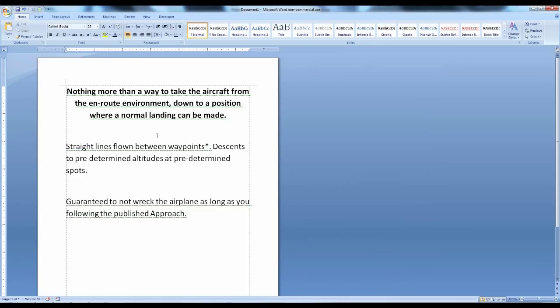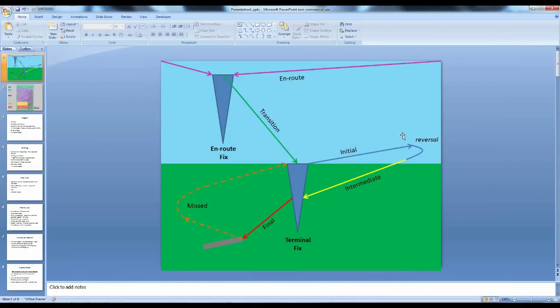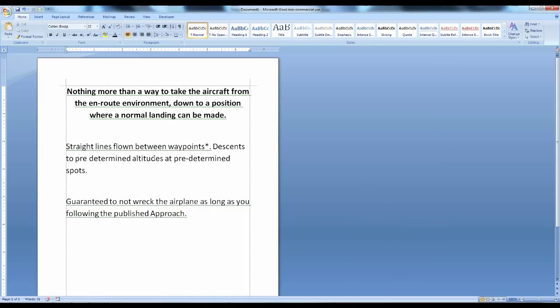So let's break down an approach and simplify it a bit. An approach is really nothing more than straight lines flown between waypoints, and there's an asterisk there. That asterisk means that sometimes special maneuvers may have to be made. The only time a special maneuver is really needed is on the initial approach segment and the missed approach segment. Descents to predetermined altitudes at predetermined spots, and you're guaranteed to not wreck the airplane as long as you're following the published approach.